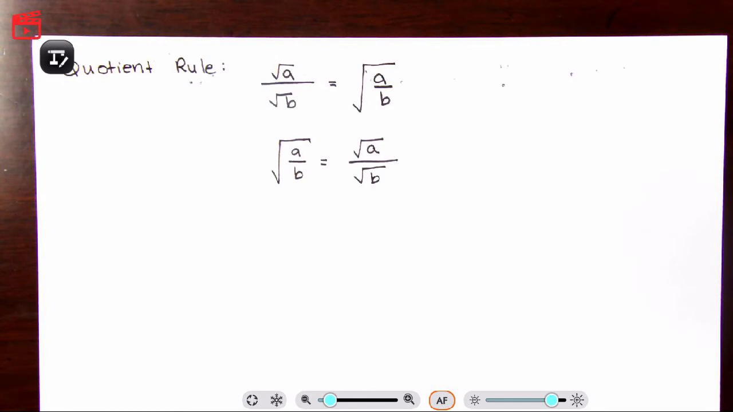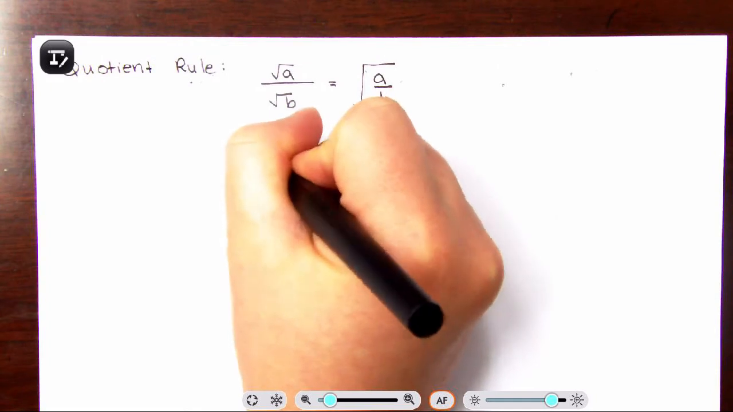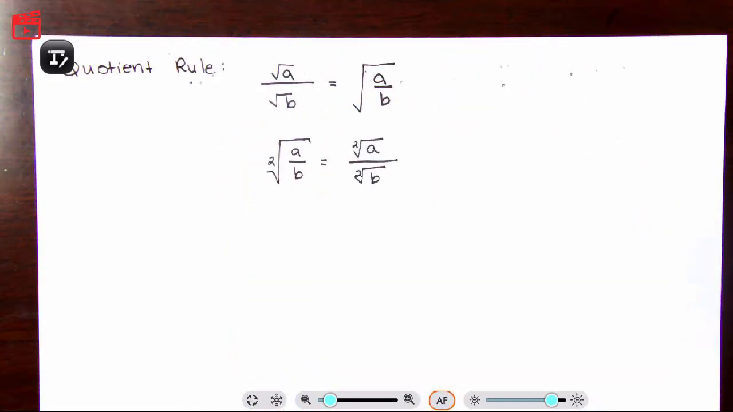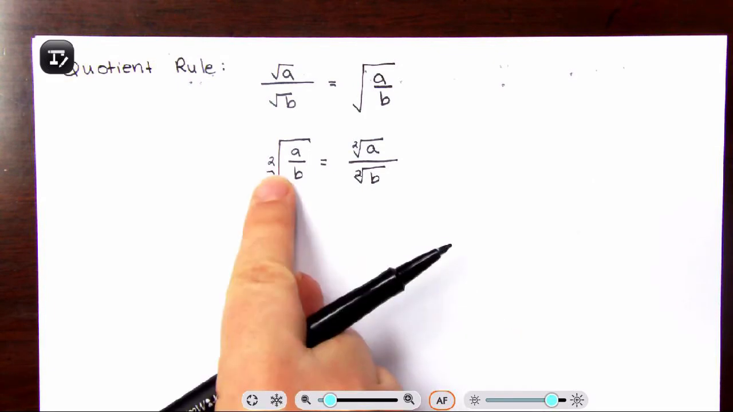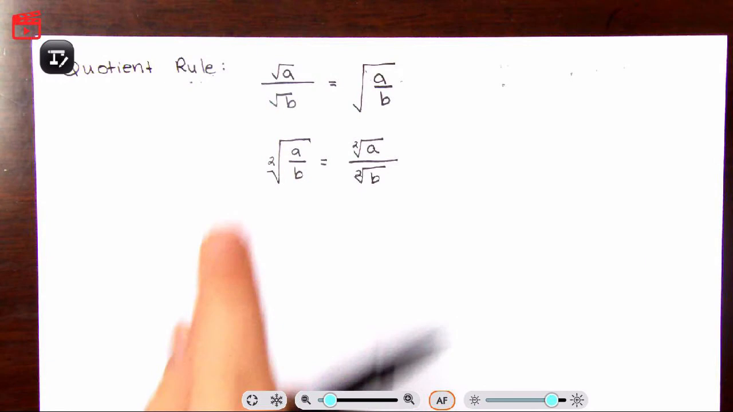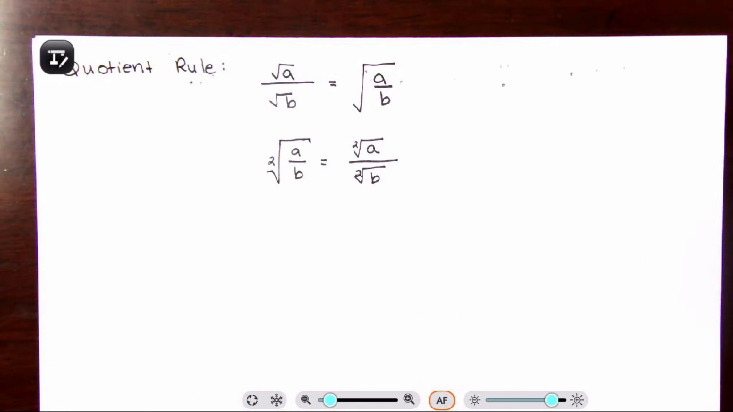And again, the index has to be the same. For example, if this is square root of 2, then this is the square root of 2. If this is a square root, then this has to be a square root, and this has to be a square root. Same thing for the top. All right, let's go ahead and do an example.